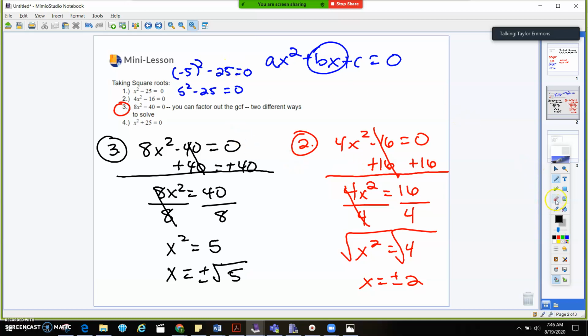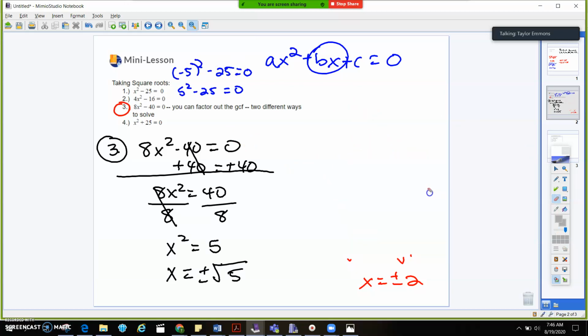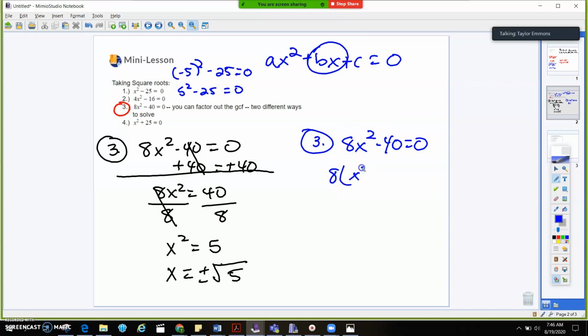There's another way to do this, and I just want to mention it a little bit. You can factor out a GCF before you really get into solving it. So what I mean by that is, look at these two numbers over here. What's their greatest common factor? Well, if I divide 8 by 8 and I divide 40 by 8, this is what I'm going to get. So I pulled out an 8 from both of these terms, and I'm left with this.